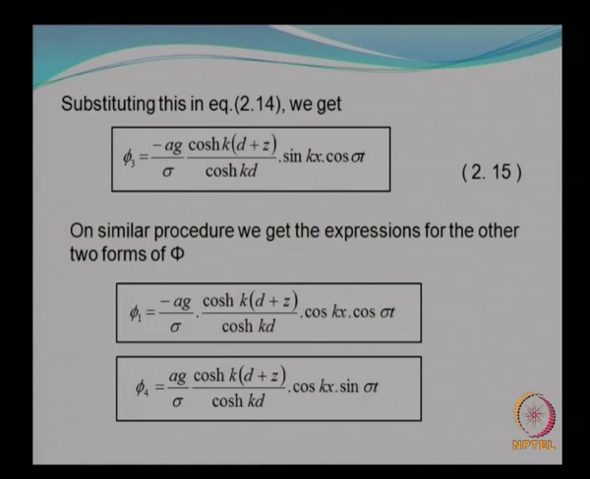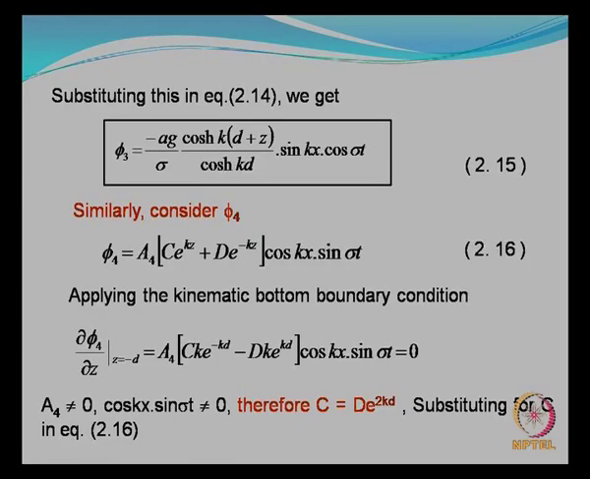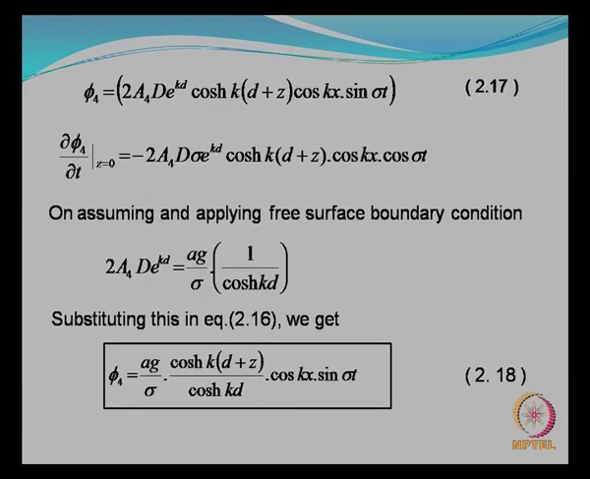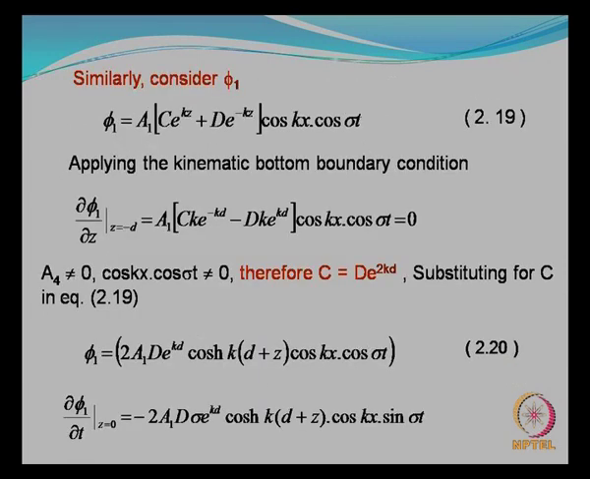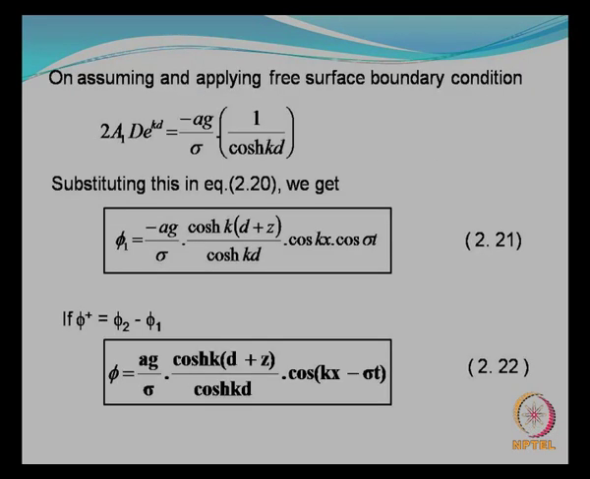So I suggest that after the lecture you go through all these equations, and I am sure you will find it quite comfortable. On a similar procedure, you can also get expressions for phi 1 and phi 4, the other two forms of the velocity potential, and all the constants are now eliminated.